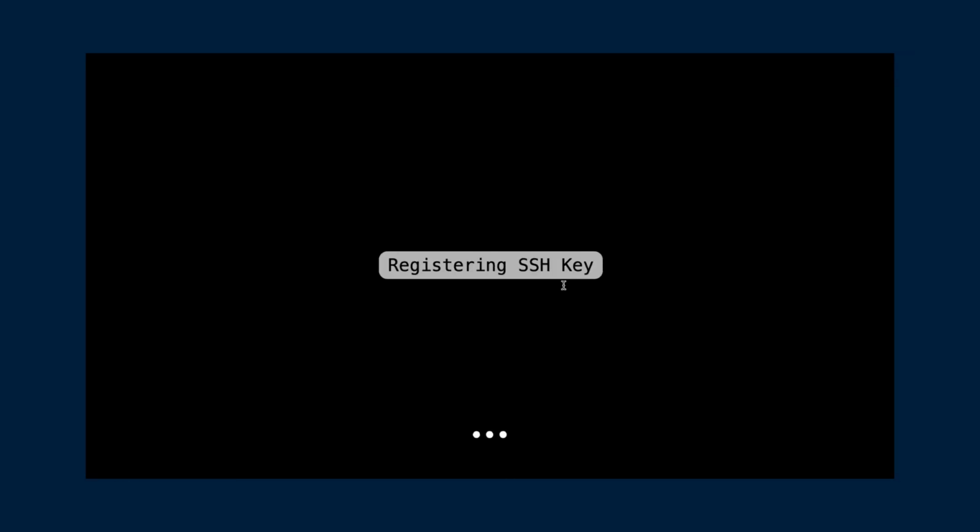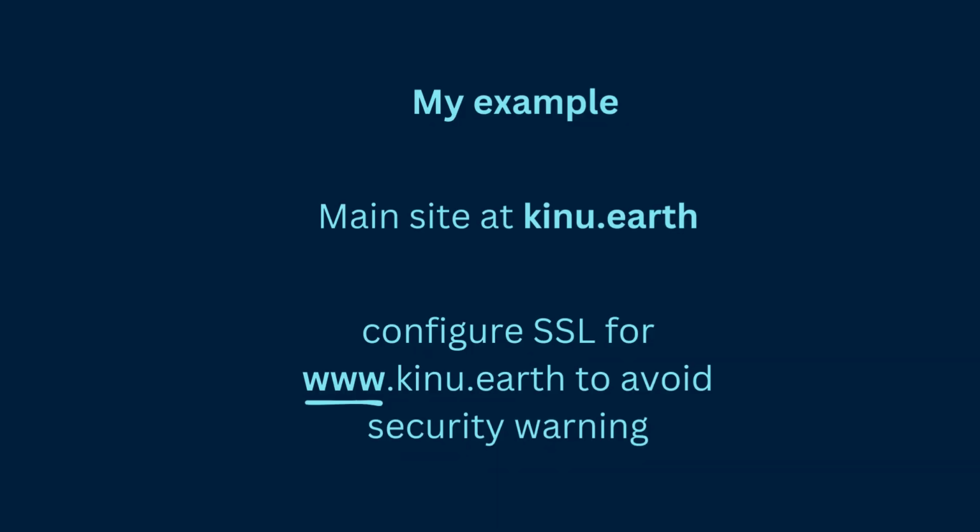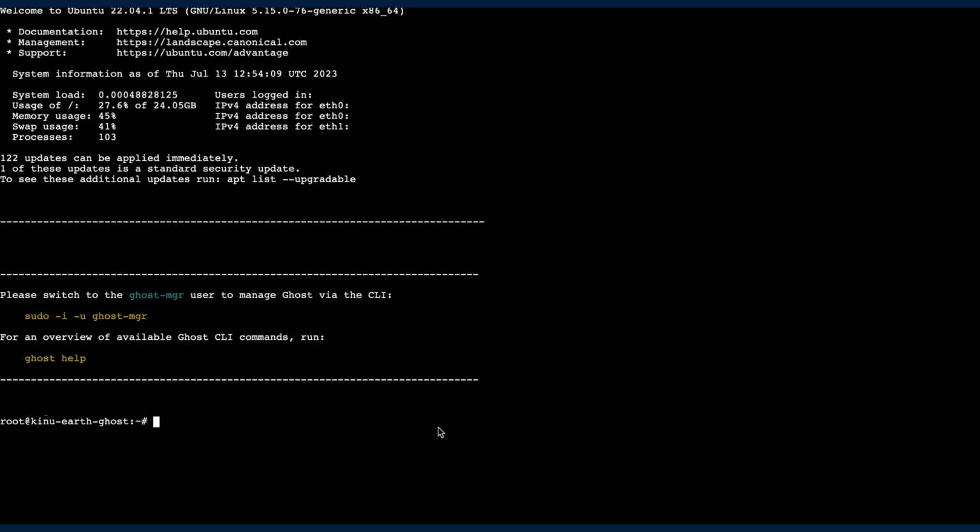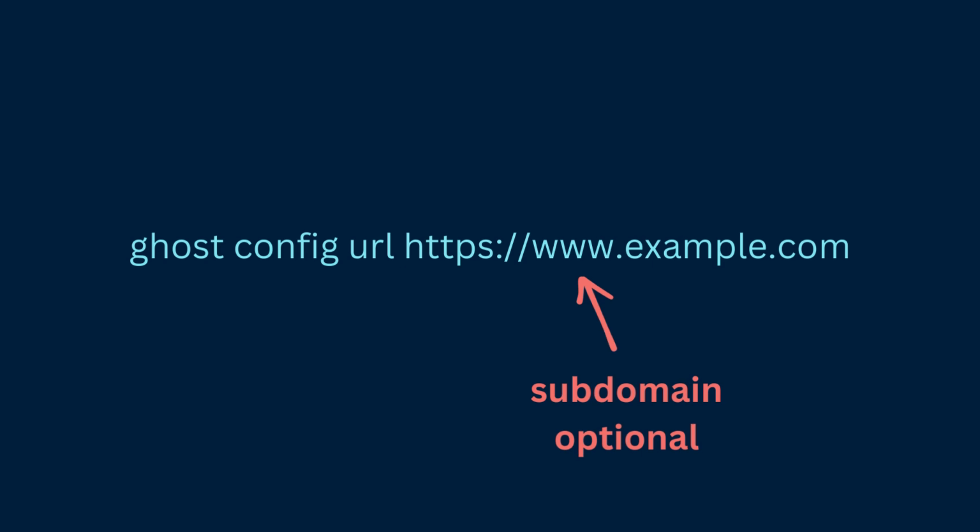Now let's configure Ghost to the URL we need an SSL certificate for. In my example, I want my website to be running on kino.earth, but if someone types www.kino.earth, there shouldn't be a problem. So I'll create an SSL certificate for both. To do that, we type ghost config url https:// and your URL, www.kino.earth. Remember to include the subdomain like www or blog if wanted.